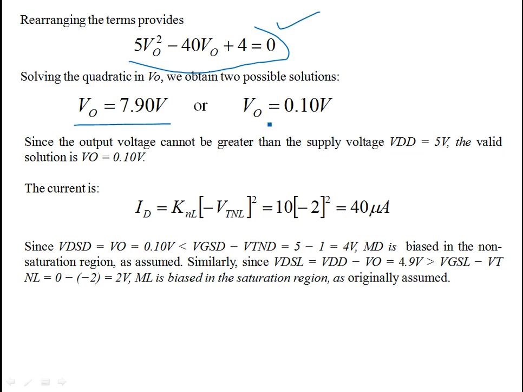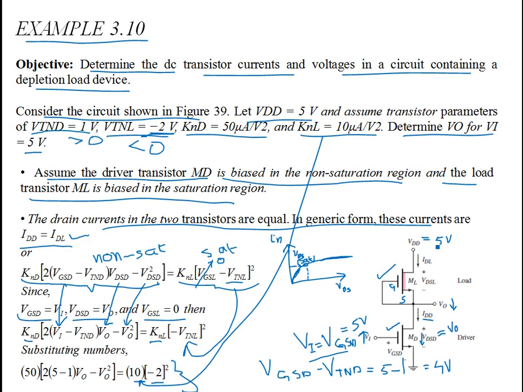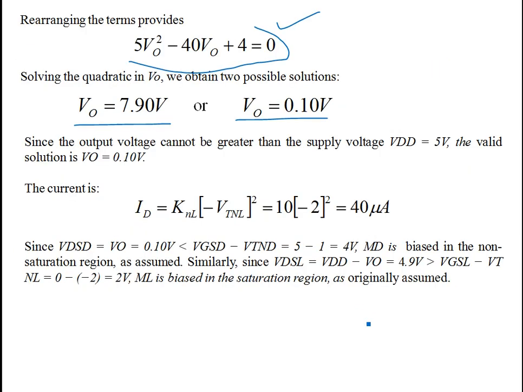The output voltage could be 7.9 volts or 0.1 volts. A clever guess is just looking at those values. You have the battery driving the load transistor and the driver transistor, and it is 5 volts. The transistor cannot go on creating more energy, so you cannot have an output voltage greater than VDD. So the only viable option is V naught equal to 0.1 volts.